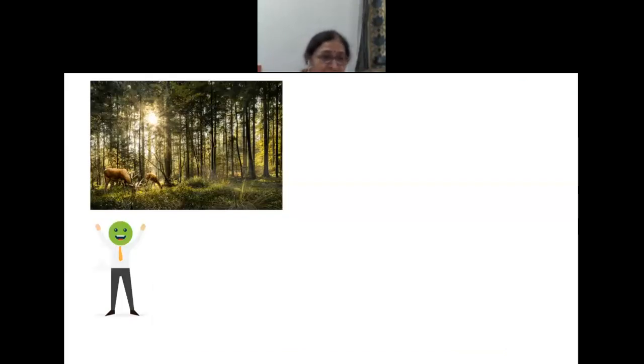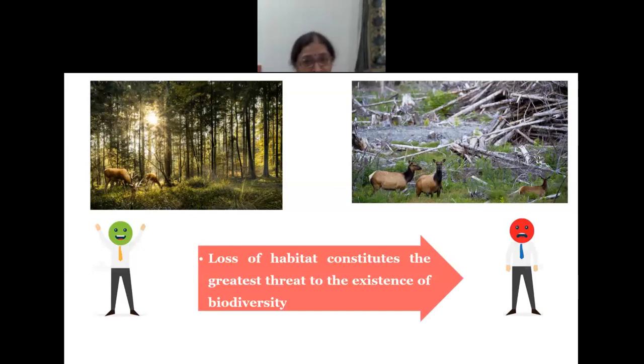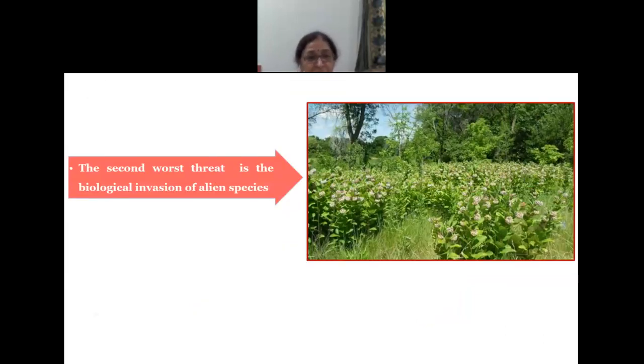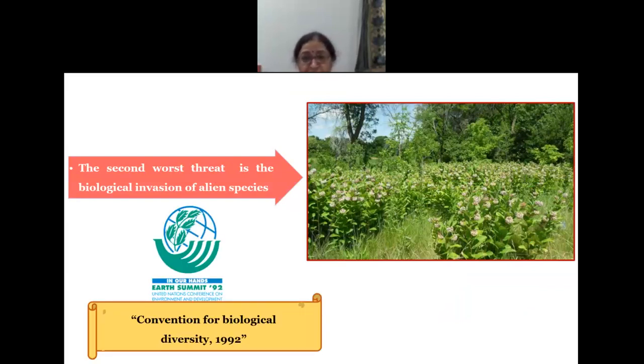If we assume that what makes a man happy is surrounding greenery, biodiversity, animals, a pleasant environment, it makes a person happy. But on the other hand, if we see the nature of the surroundings which we are looking at today, it is simply plain destruction, everywhere destruction. And this destruction or loss of habitat is considered one of the greatest threats to the existence of biodiversity. It is said, according to the Convention on Biological Diversity 1992, which was held in Rio de Janeiro, that the second worst threat is the biological invasion of alien species.